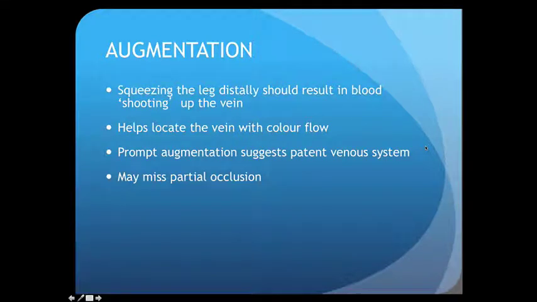So as well as looking for colour flow, we can also use Doppler with some manoeuvres to again give us some extra information, although these are not usually our primary diagnostic modalities. We can do what's called augmentation, and in this we squeeze a peripheral part, such as the calf, or if you're looking in the upper limb, the forearm, and what that should do is create a pressure wave and result in a sort of a column of blood shooting up through that vein.